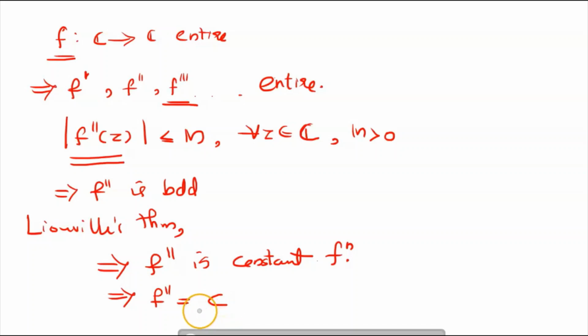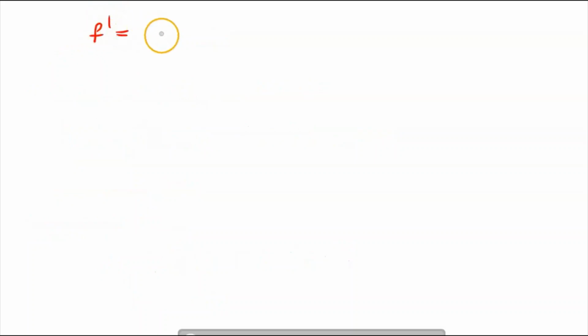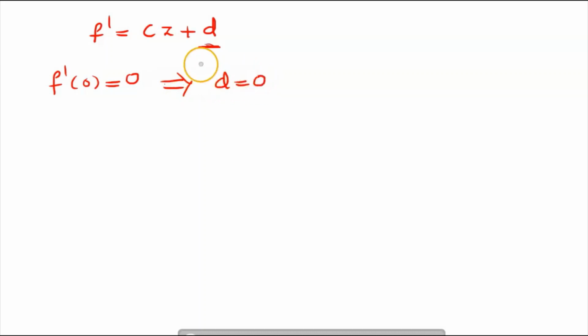f'' is C means f' is equal to some linear function Cz plus D. By integrating f'', we get f' equal to Cz plus D, where C and D are arbitrary constants. Now we have given f'(0) equal to 0, which implies D equals 0. f'(0) means C times 0 plus D, so D equals 0. Therefore f' is equal to Cz.